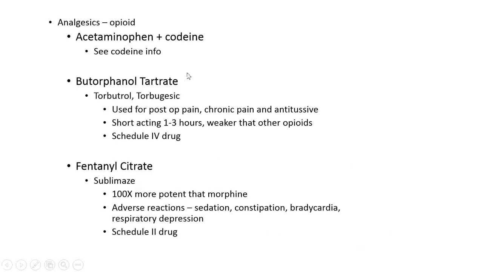Acetaminophen, codeine, we'll talk about butorphanol, which is Torbutrol, used to stop pain, also used to decrease coughing in some dogs. Fentanyl, I'd stay away from this, to be honest with you. It's 100 times more potent than morphine.